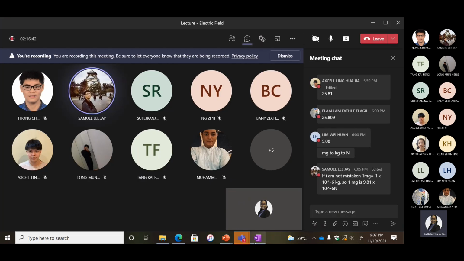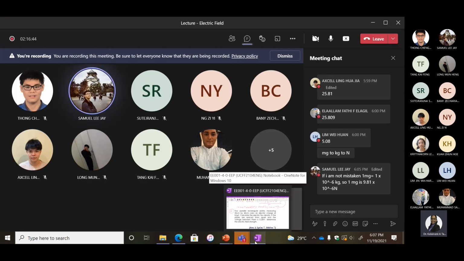Miss, can I just do the homework in the OneNote? Yes, can, no problem. Some students are able to do it using OneNote. Those not able to use OneNote, it is okay, you write on a piece of paper. If I am not mistaken, 1 milligram equals 1 micro kilogram. When you convert to Newton, make sure your answer is converted to Newton.